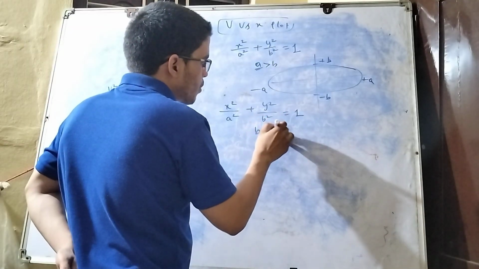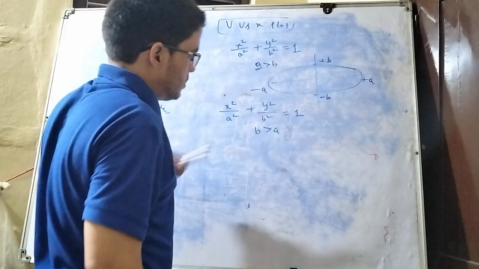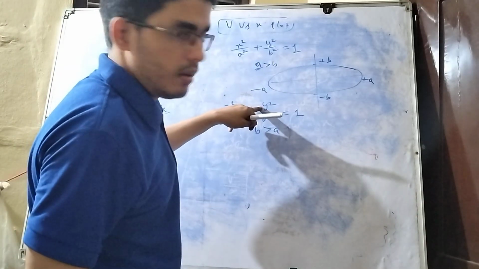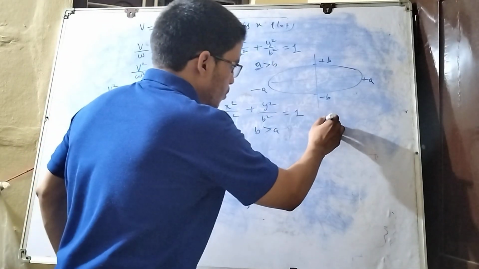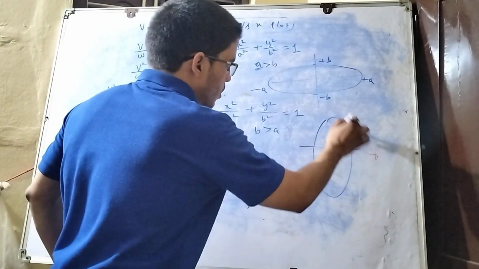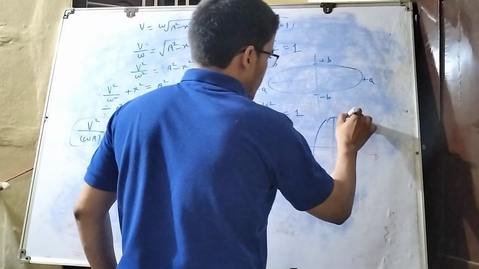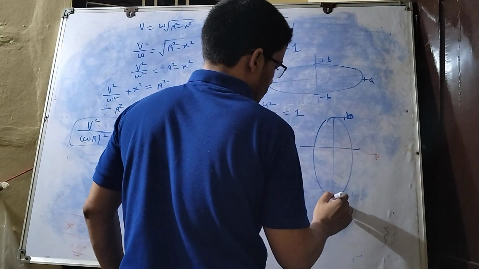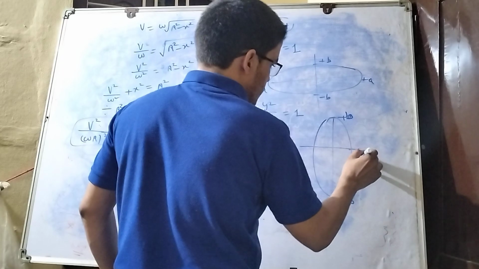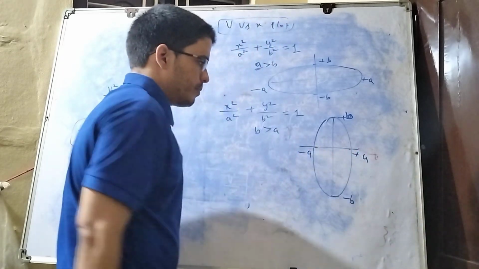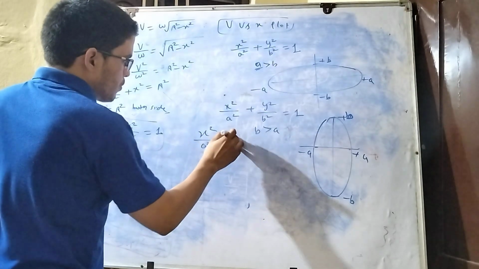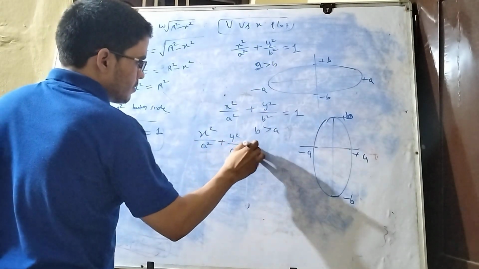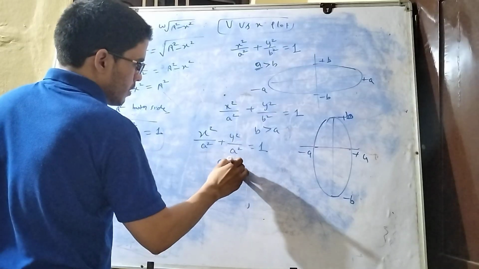Similarly, x square upon a square plus y square upon b square equals to 1. If b is more than a, see here this y value is more, so y more means that is a vertical ellipse. Got my point? And similarly, that is plus b, minus b, and here plus a, minus a, no doubt. Okay. If given x square upon a square plus y square upon a square equals to 1, that is a circle.